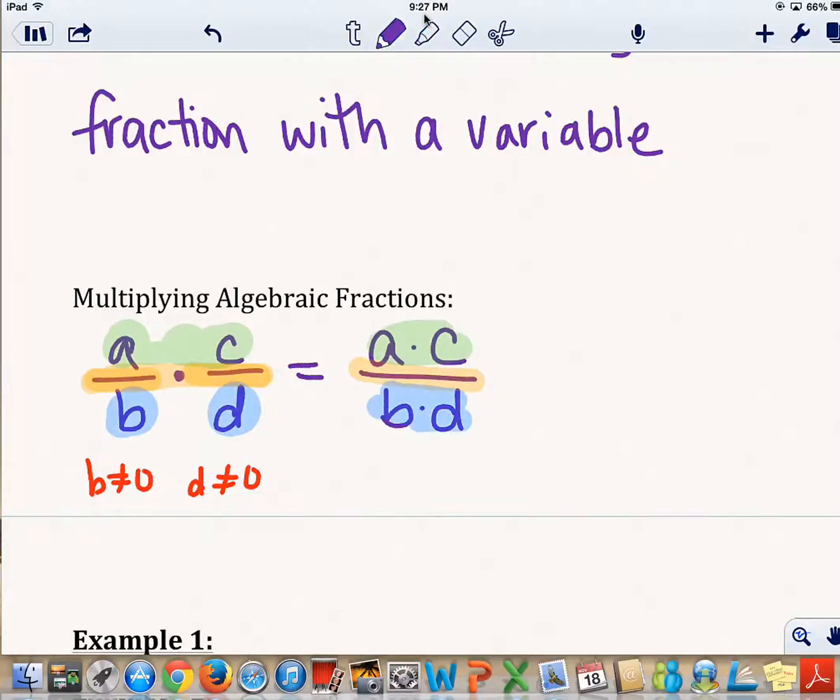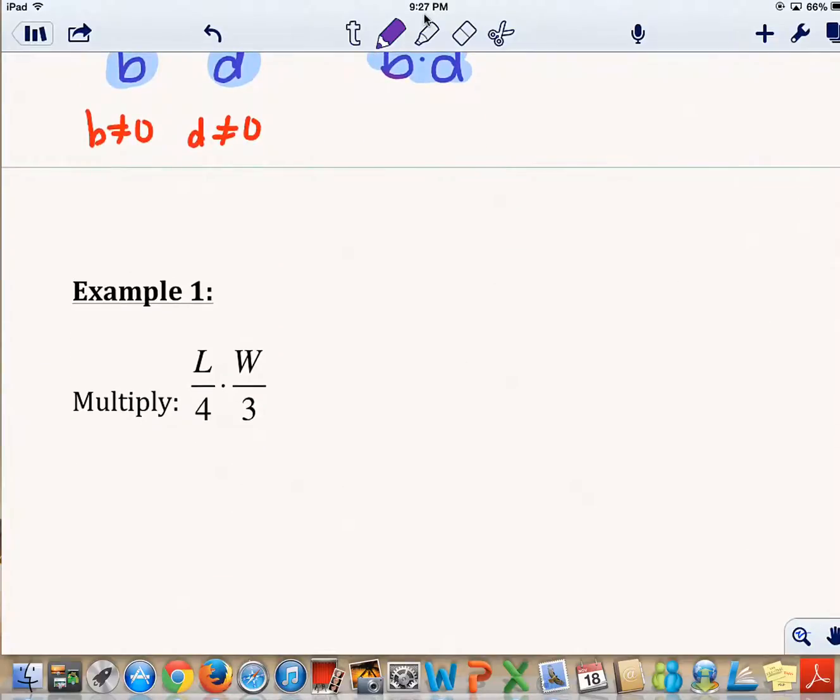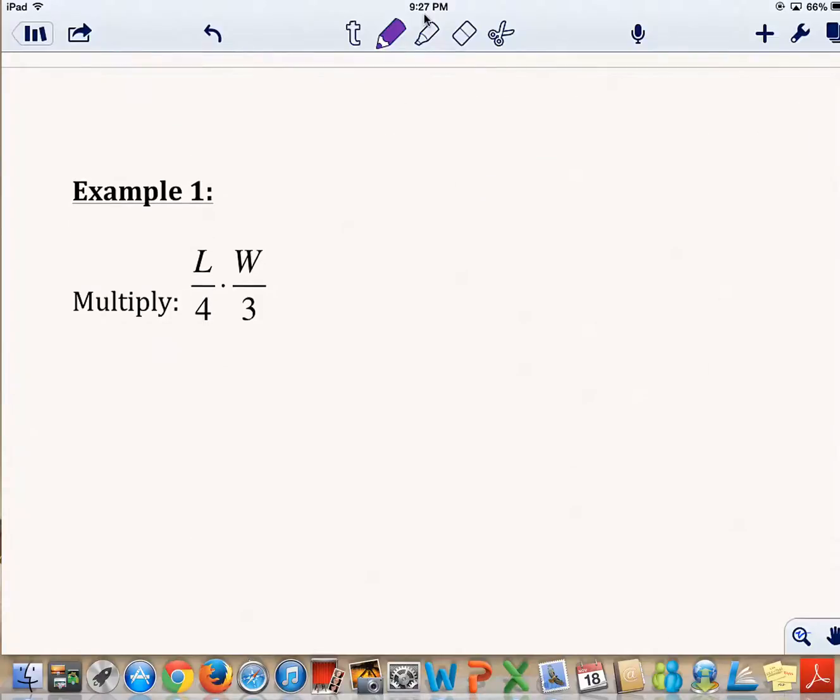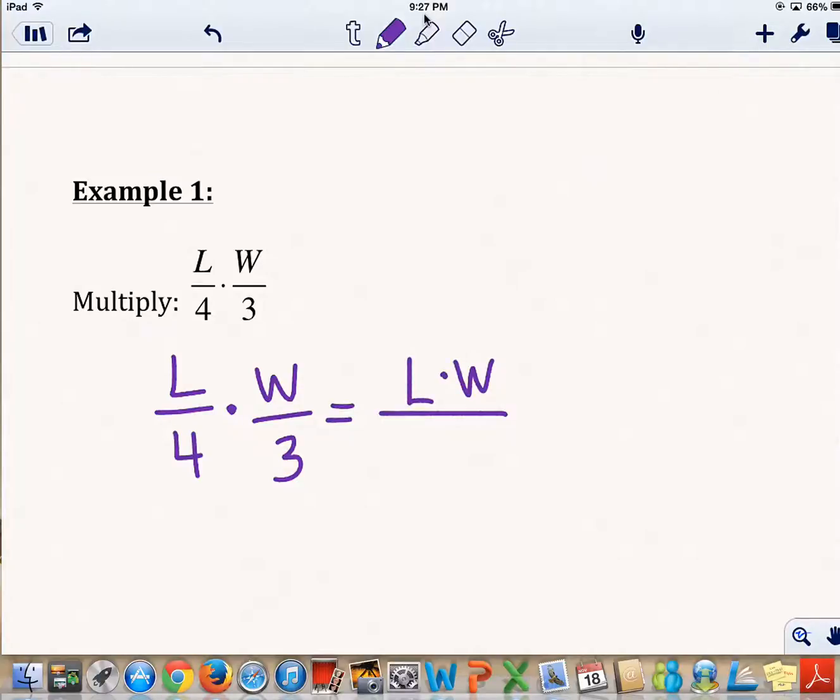So let's try these with some actual examples. So here, example 1. L divided by 4 times W divided by 3. So these are algebraic fractions because there's variables in the numerators of both of them. So if I want to multiply these, I'm going to multiply my numerators together, L times W, and my denominators together, 4 times 3. So when I put this all together, I get LW divided by 12. Because L times W is the same as LW, and 4 times 3 is just the number 12.